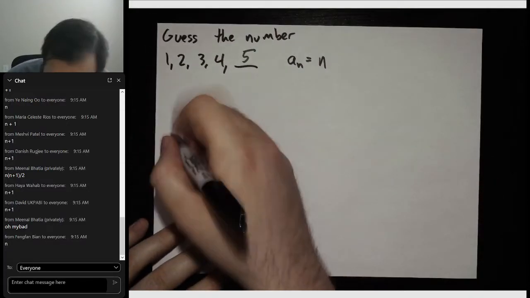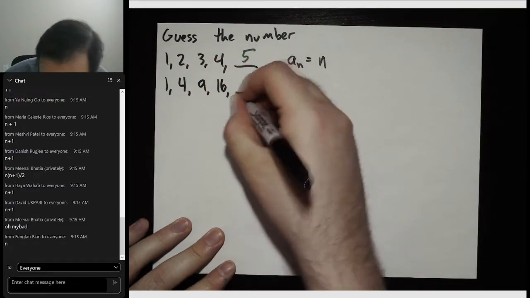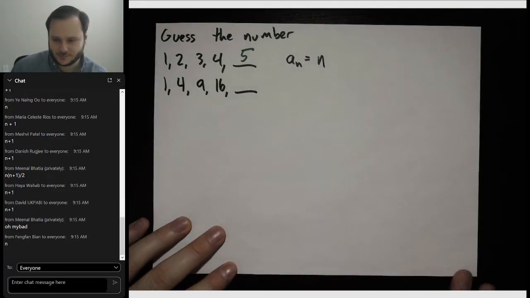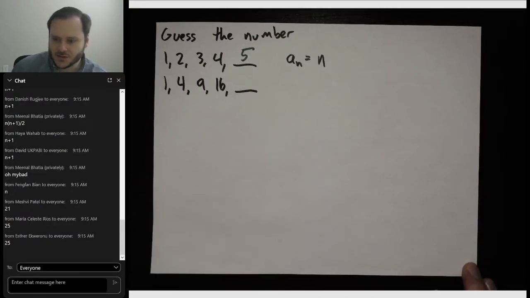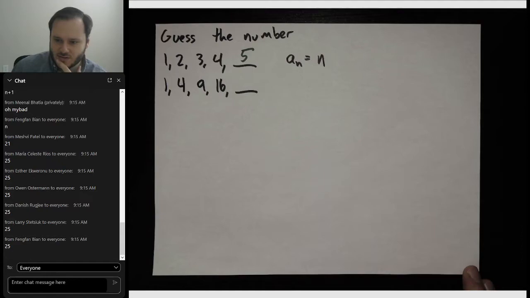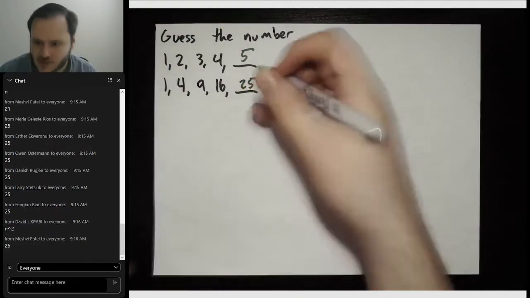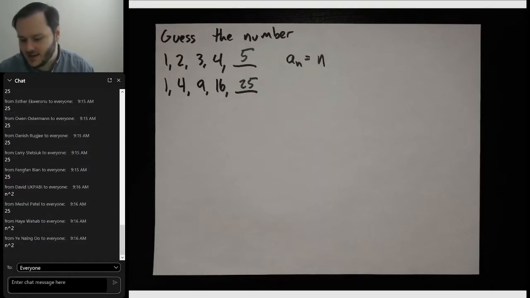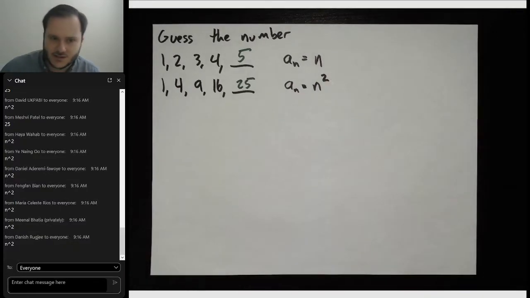So, okay, let's do another round. 1, 4, 9, 16, what? 21, 25, another 25. Lots of 25s. Okay, so there's a suggestion of 25. If we go with 25, what's our rule? What does a sub n equal to? Yeah, good. A sub n, our rule can be just n squared.